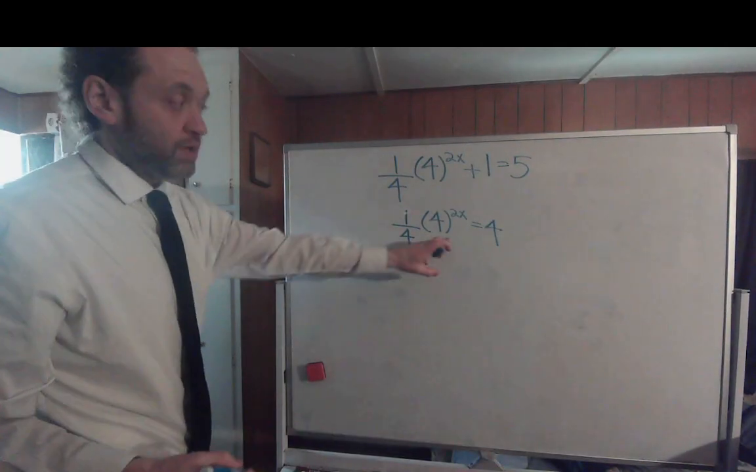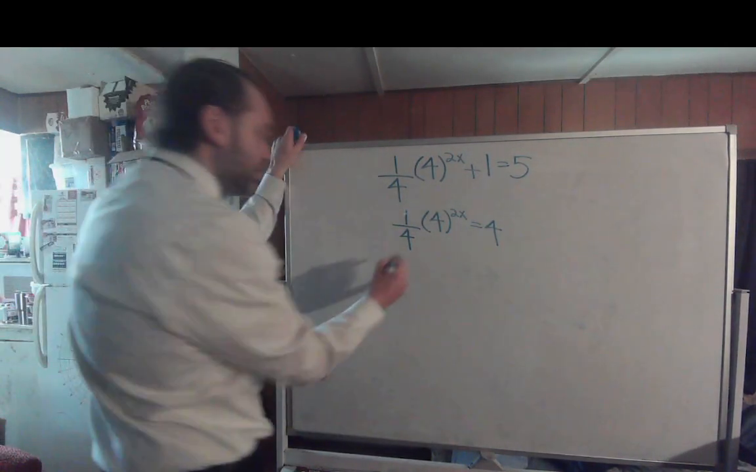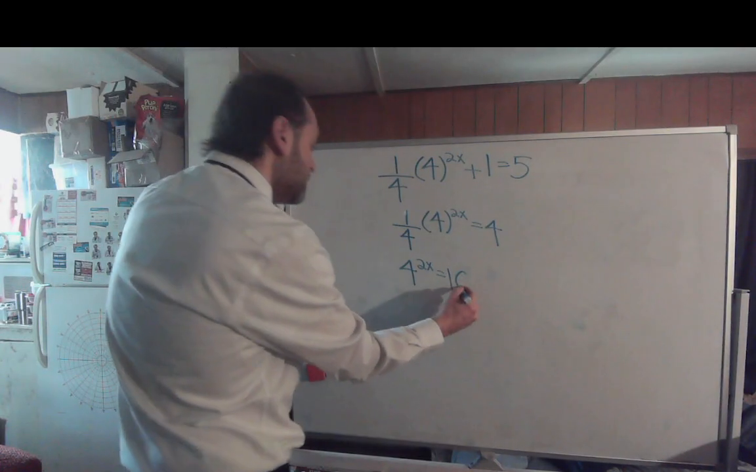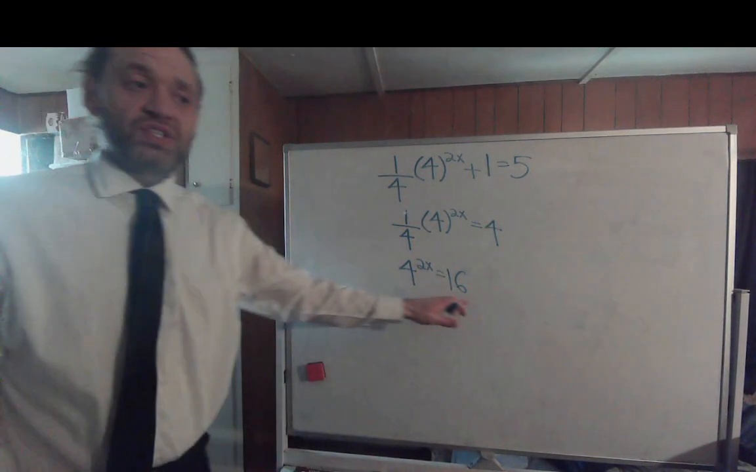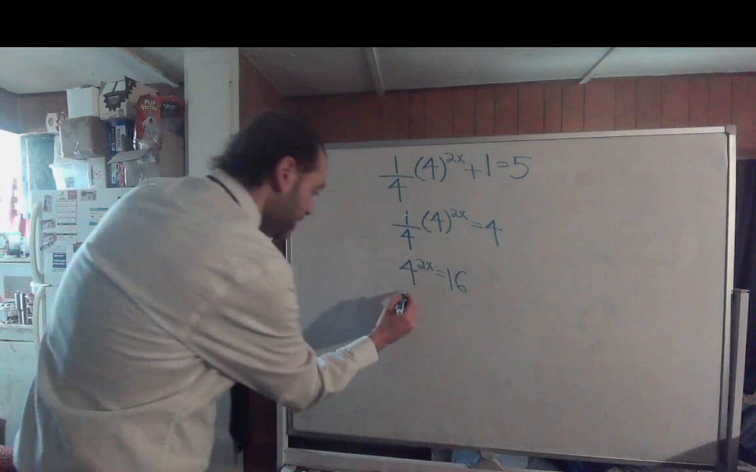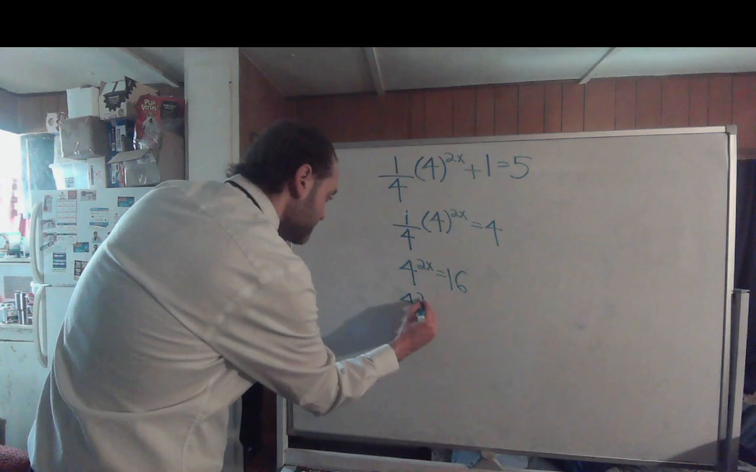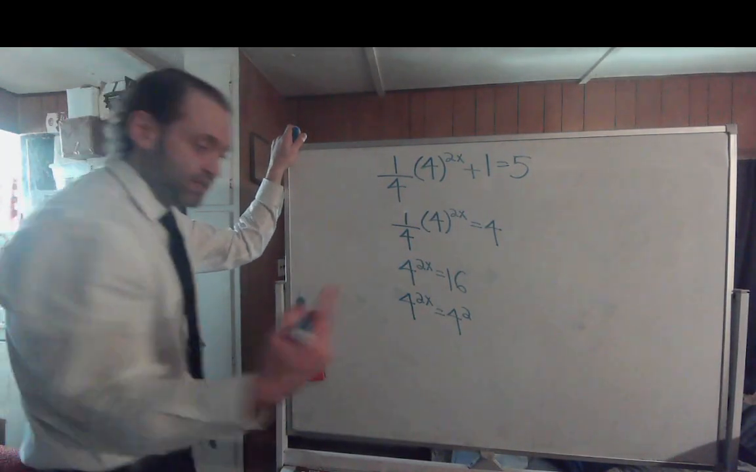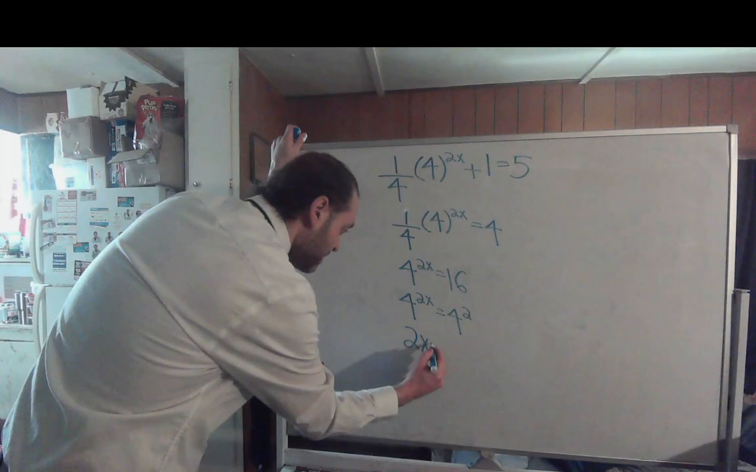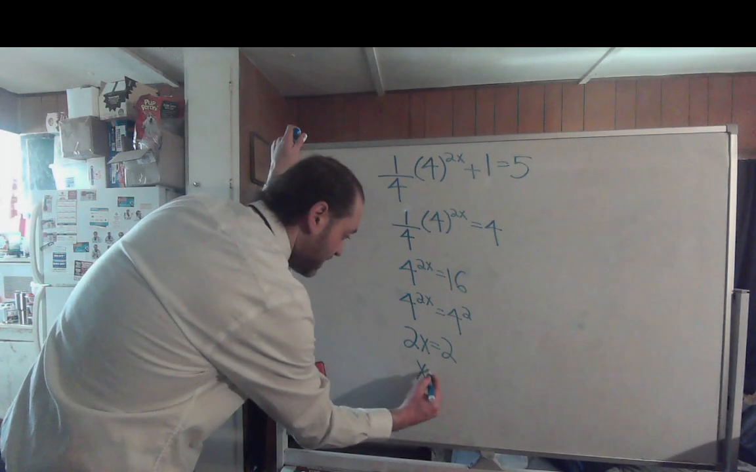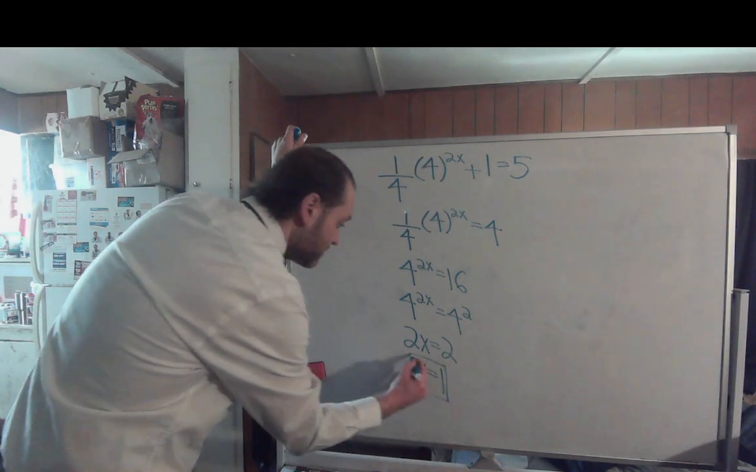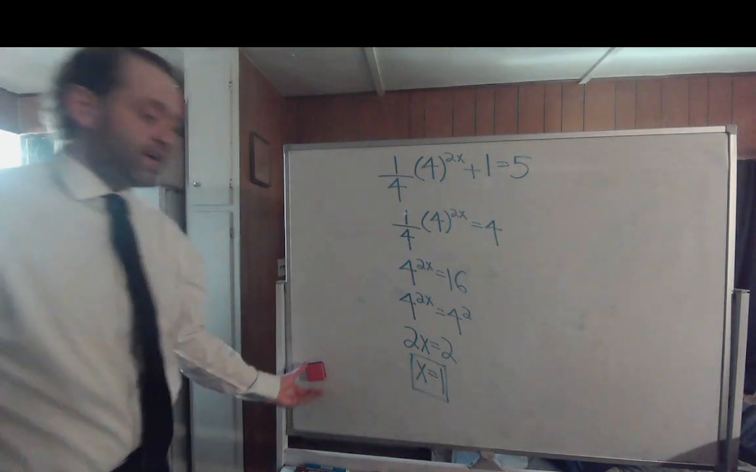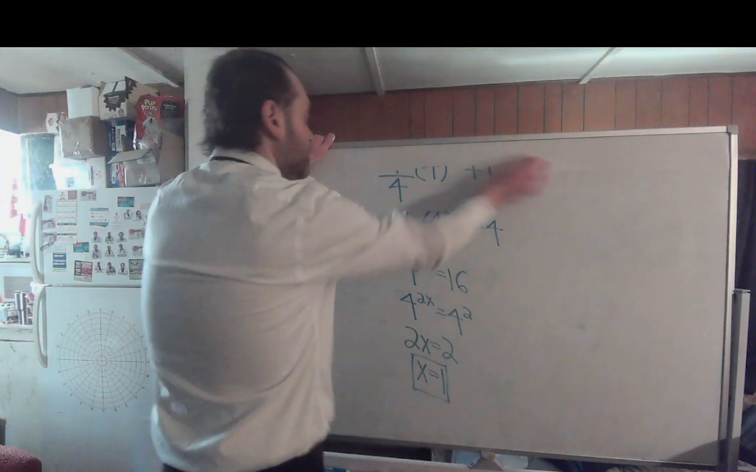Now we can get that 4 to the 2x by itself, multiply both sides by 4, you'll end up getting 4 to the 2x would equal 16. Well, we can definitely relate 4 and 16, can't we? That's the same as 4 squared. So 4 to the 2x equals 4 to the second. We now have the same base, just set the exponents equal to each other. You'd have 2x equals 2, which gives x equals 1. That one actually wasn't as bad as it looks. It just looked worse than it was.